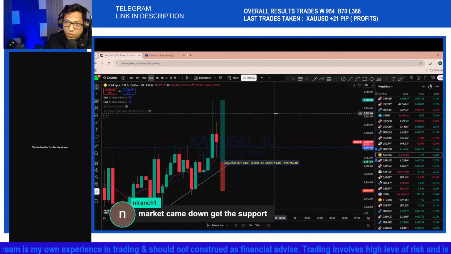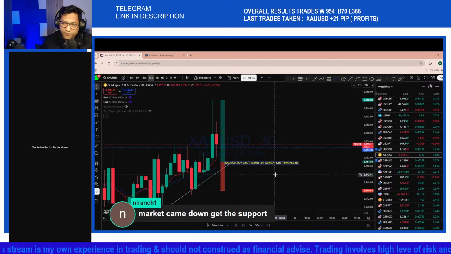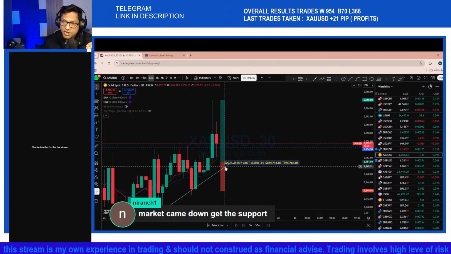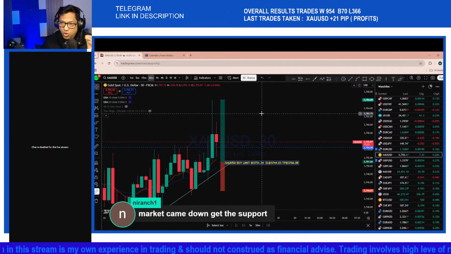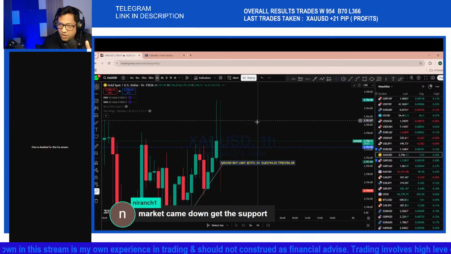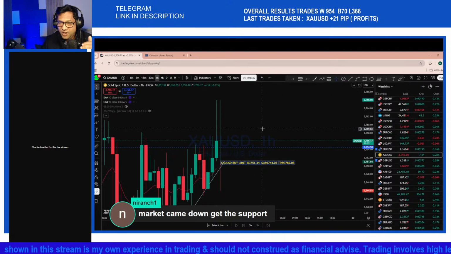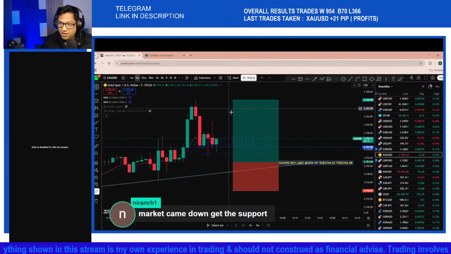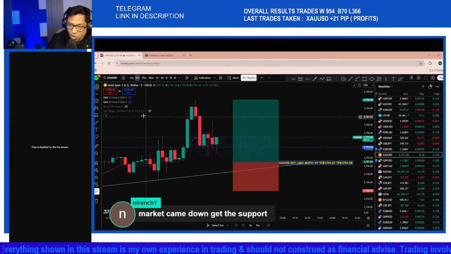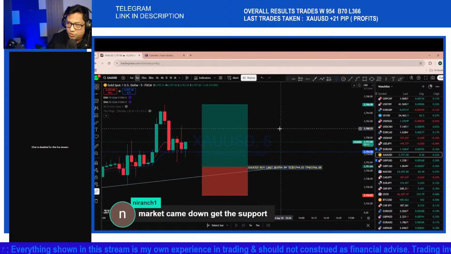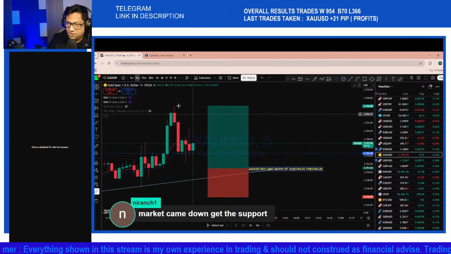Okay, from the 30 minutes, we still have the probability that if the market is dropping here, we could have an upside bias. From the 1 hour, we also still have a probability of an upside bias. So I'm keeping the pending order on for a potential bounce in this market.